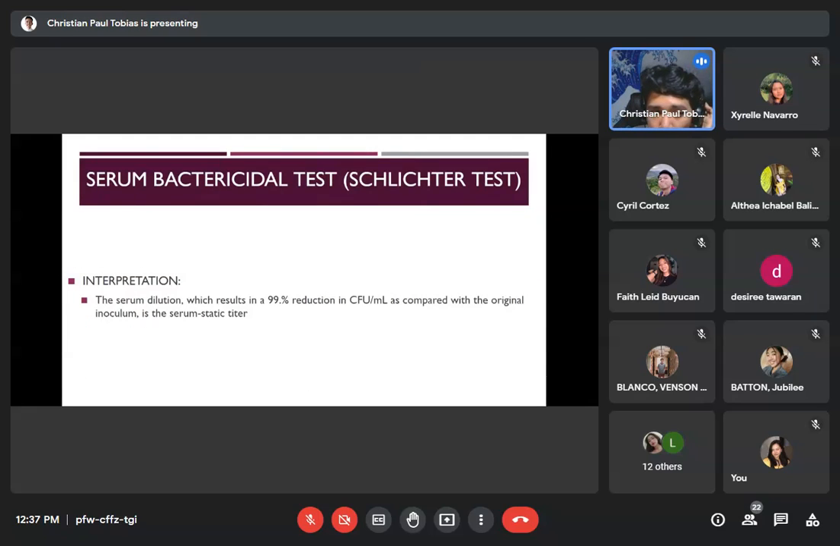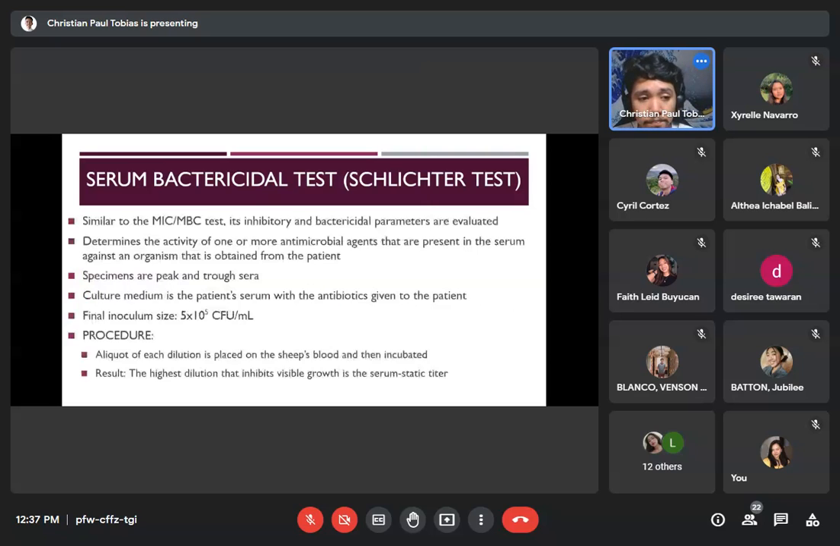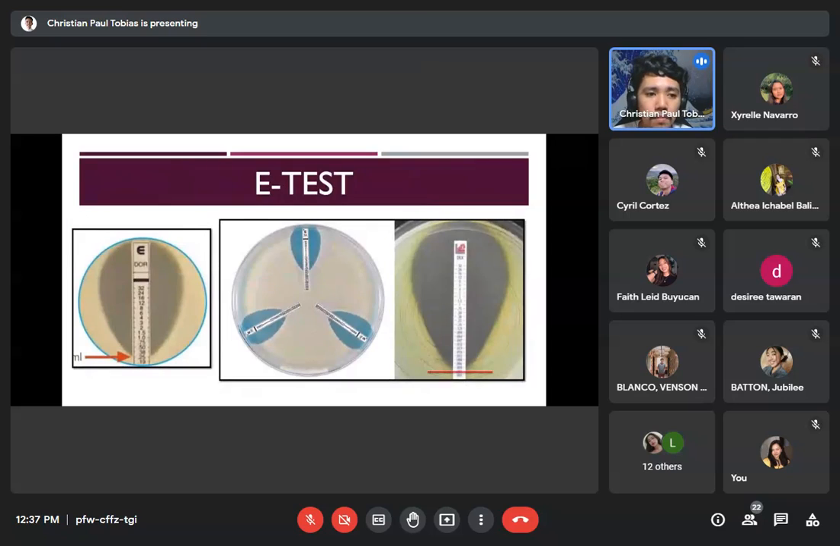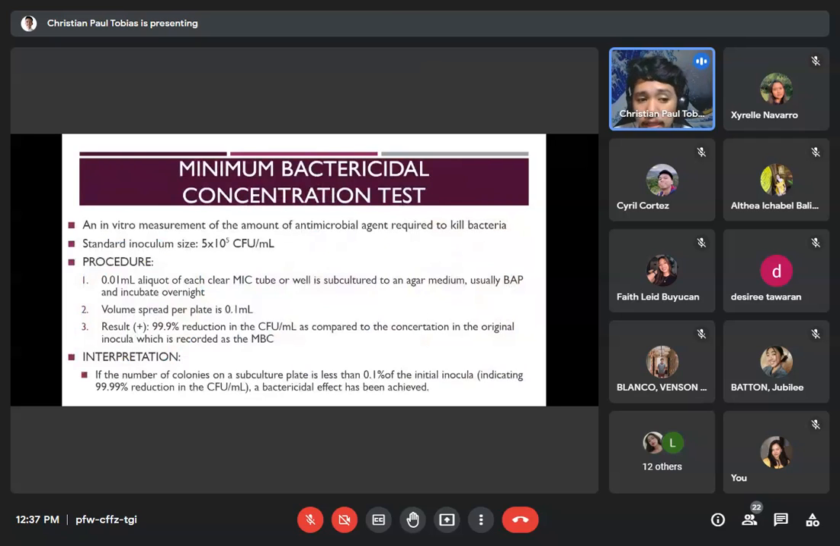Interpret the serum dilution which results in a 99% reduction in CFU per ml as compared with the original inoculum is the serum static titer. Okay, get familiarized with this lang naman. Synergy, time kill assay, minimum bactericidal test, e-test.